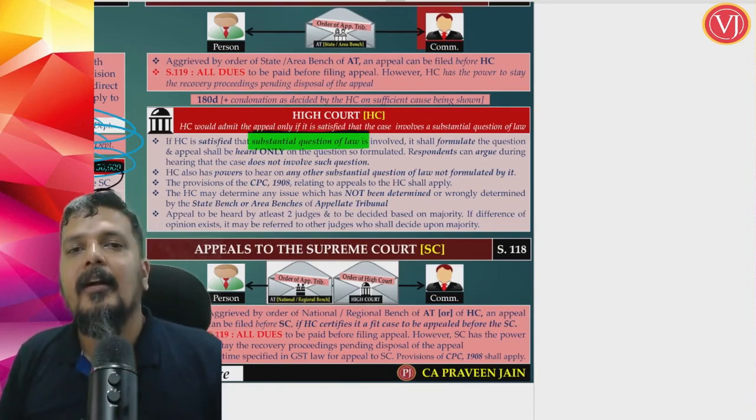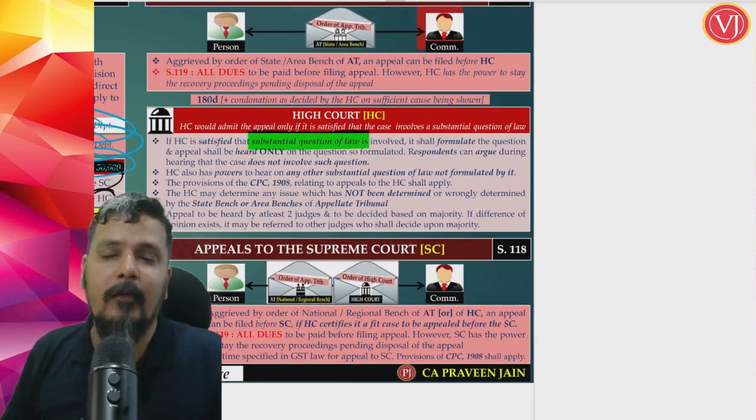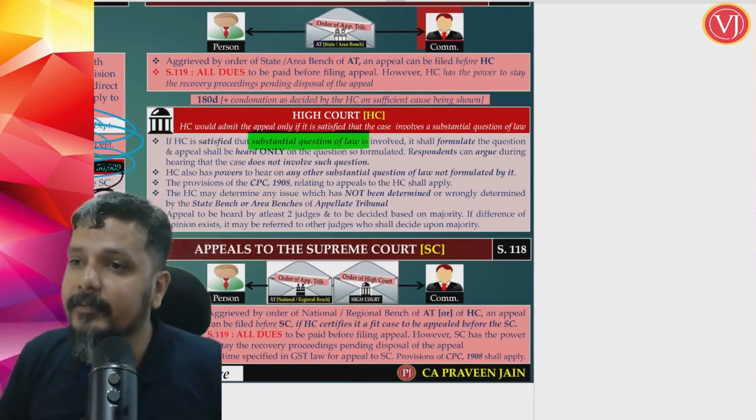Second, by default in high court and Supreme Court, whenever you are going for appeals, you have to pay the entire pre-deposit.